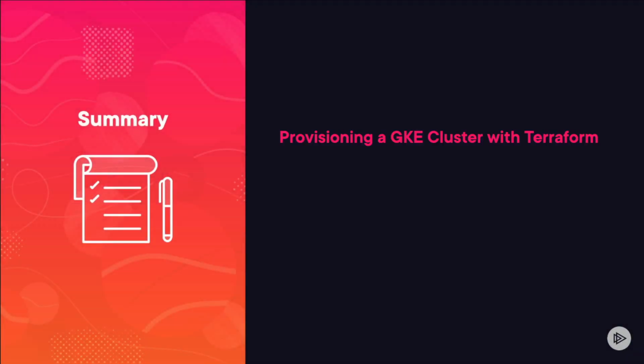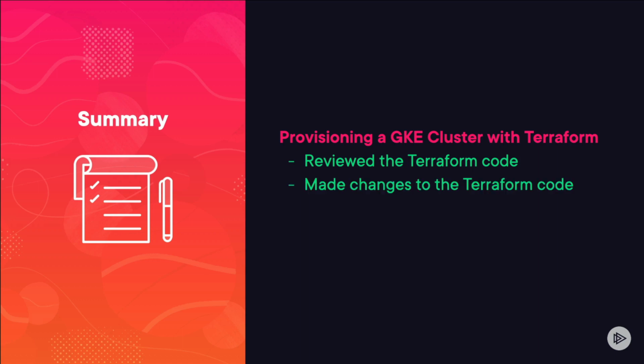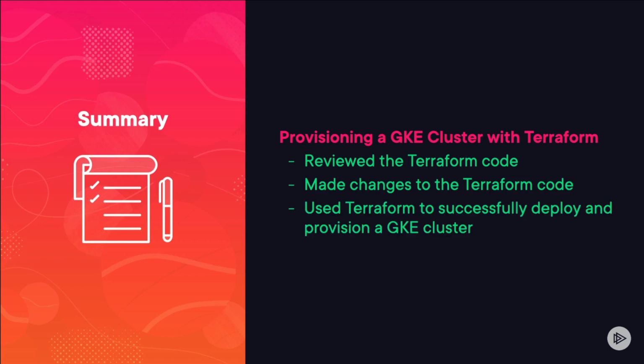So to summarize, we provisioned a GKE cluster with Terraform. We first reviewed the Terraform code that we used. We took a look at our vpc.tf file, our gke.tf file, our terraform.tf file, our version.tf file, and our outputs.tf file. We then added our project ID in our terraform.tf file. And then once we did that, we used Terraform to successfully deploy and provision our GKE cluster by taking our code, initializing our working directory, validating our code, and then applying our code with Terraform.